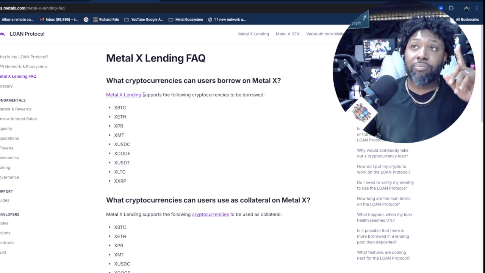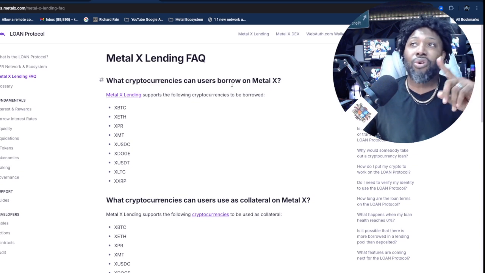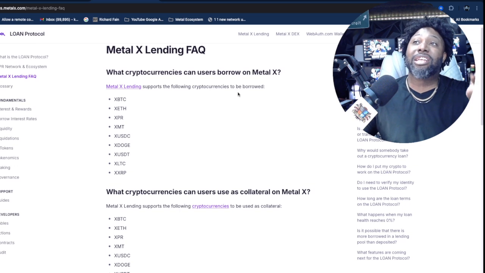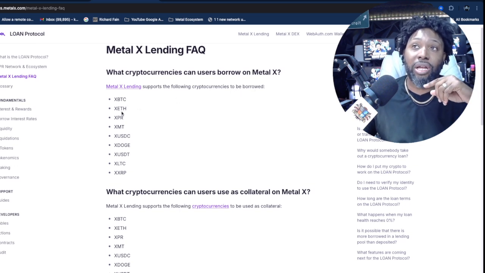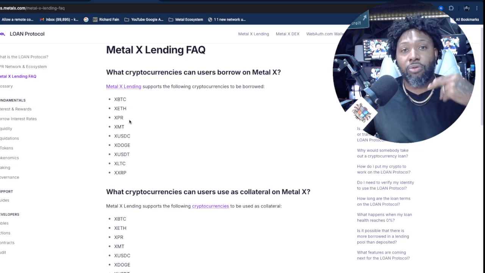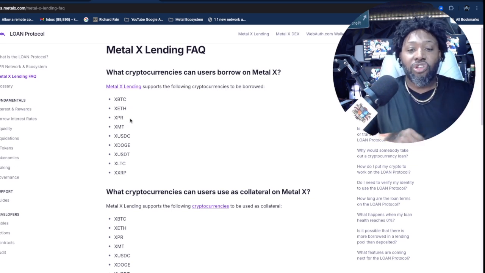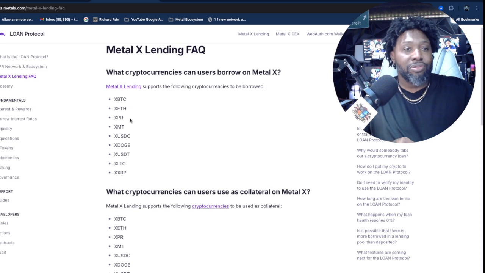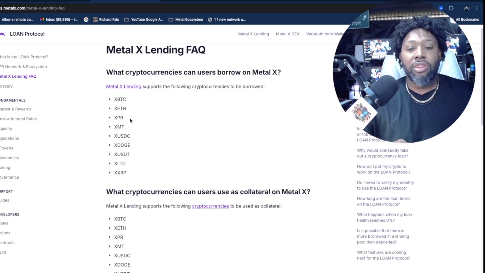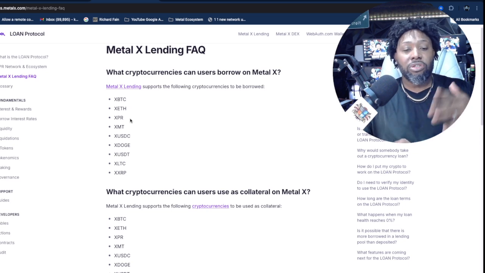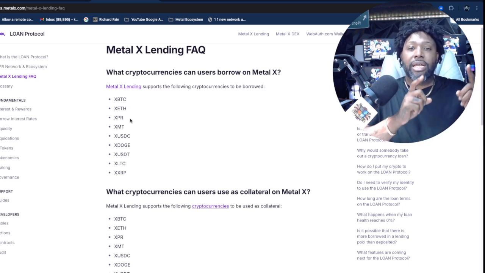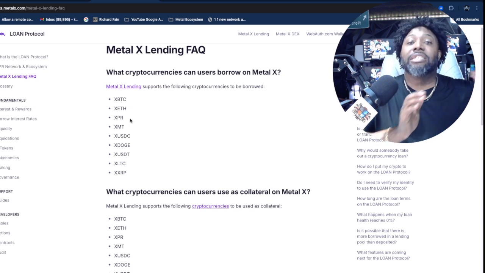But here's the lending. What cryptocurrencies can users borrow on MetalX? This is what people have been waiting for. They support the following crypto. You've got Bitcoin, Ethereum. The reason you see the X in front is because it's wrapped, because you're using the Metal blockchain. But the cool thing is you can get tokens from Solana, all of these different tokens. And by using the Metal web app, which you can download for free, they're bridging the gap between decentralized and centralized exchanges.